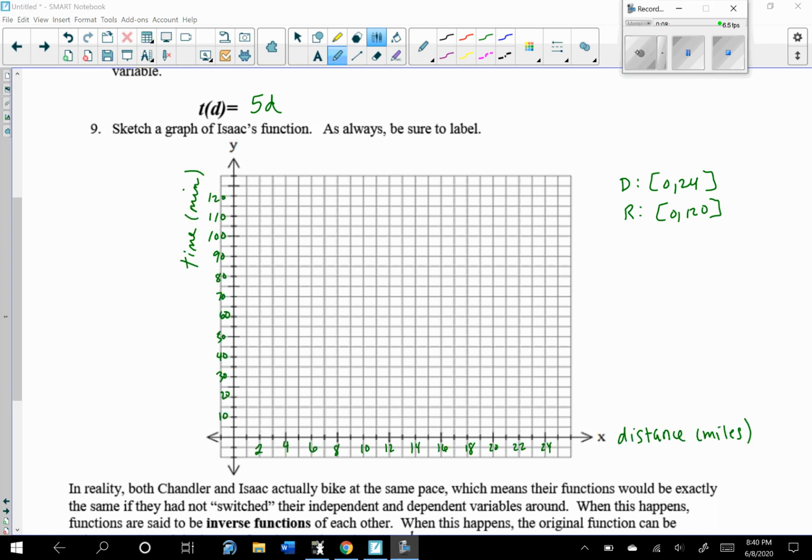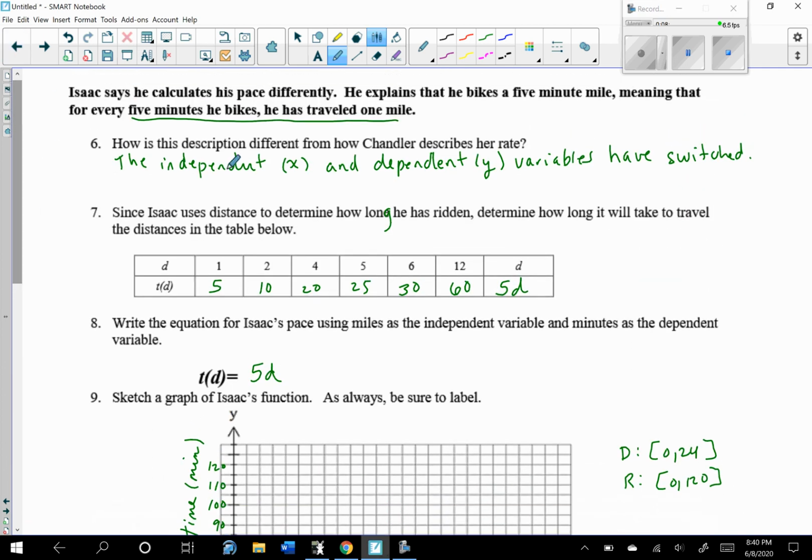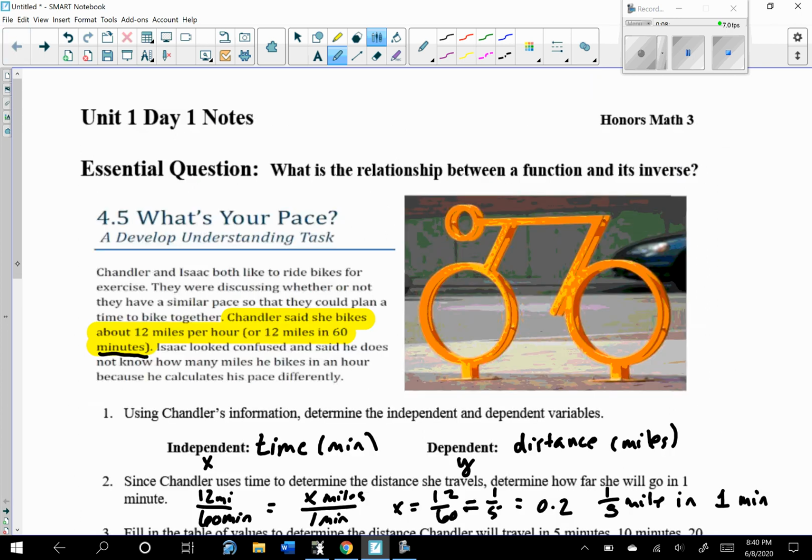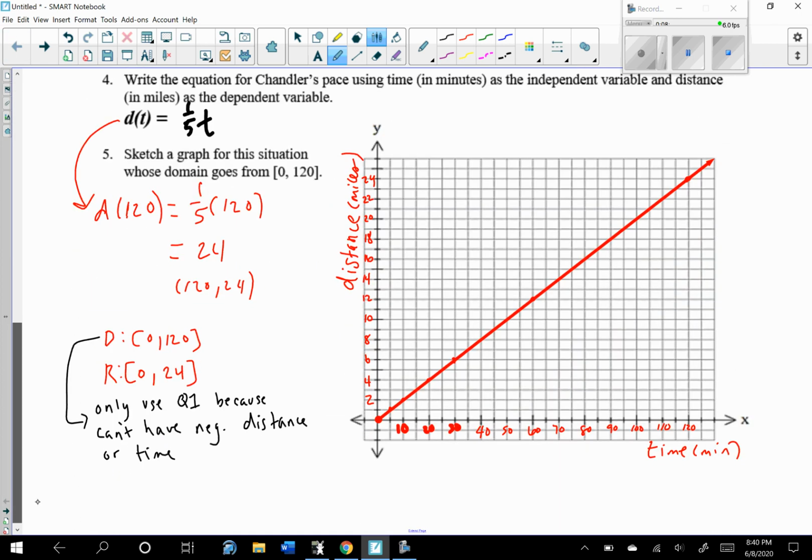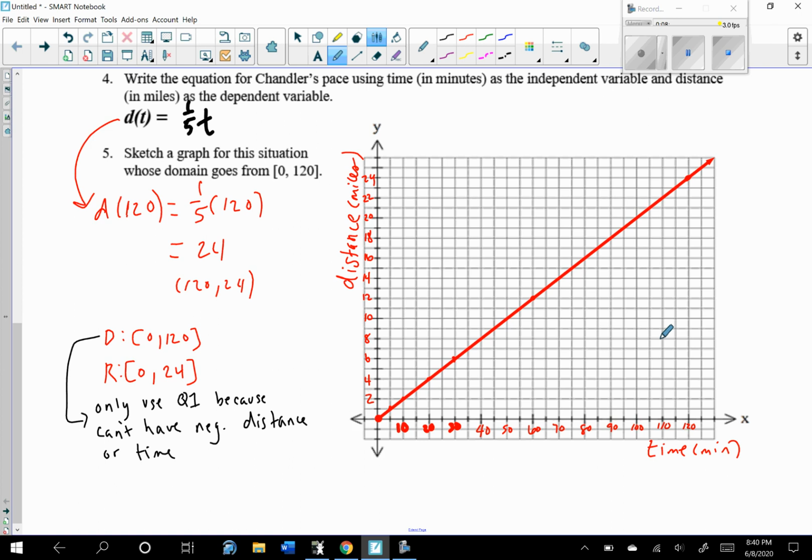And again, how did I know that the domain was 0 to 24 and the range was 0 to 120? Because remember we said in this question here, the independent and dependent variables were switched. So if we go back down over here to this graph, if we're switching those variables, then we're switching our axes, what we're labeling them as well. So that's how I knew.